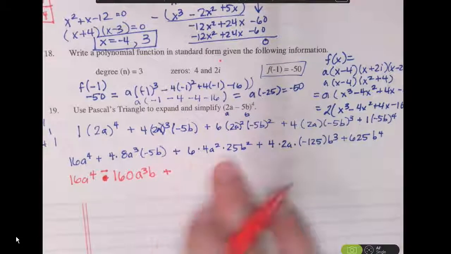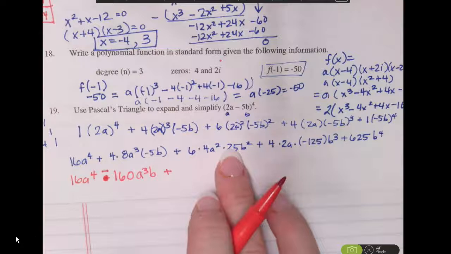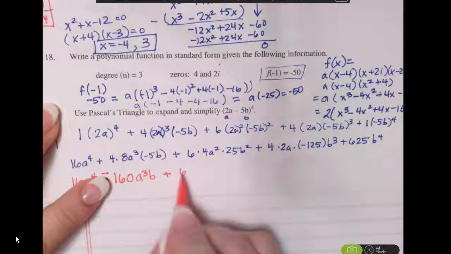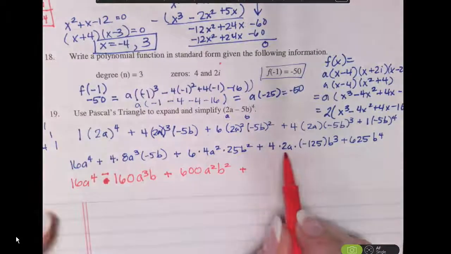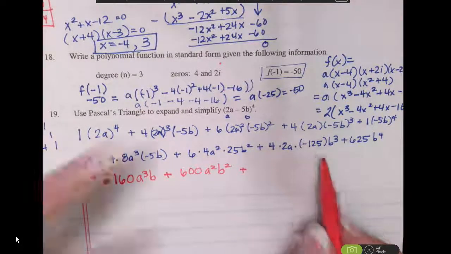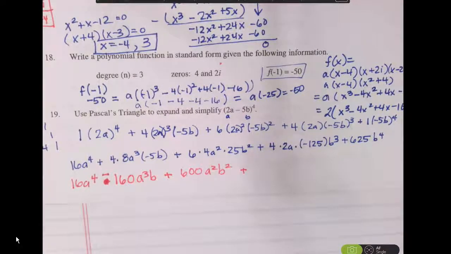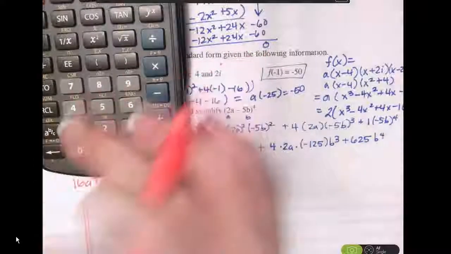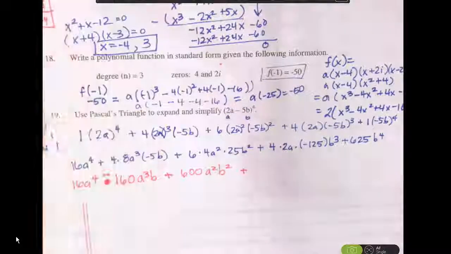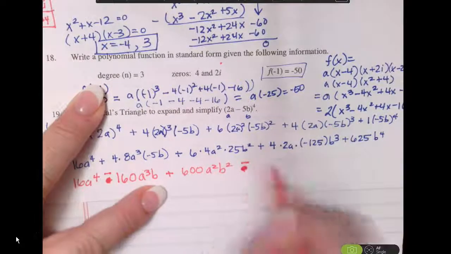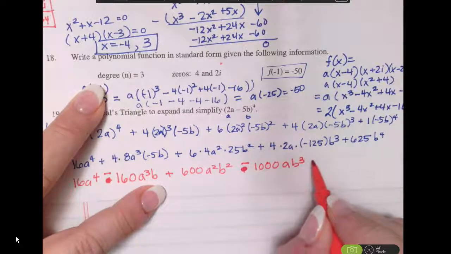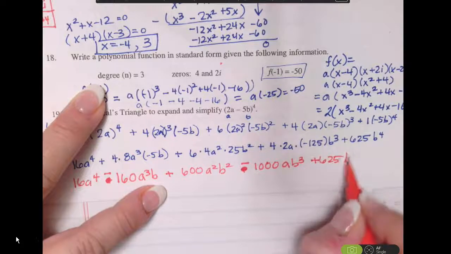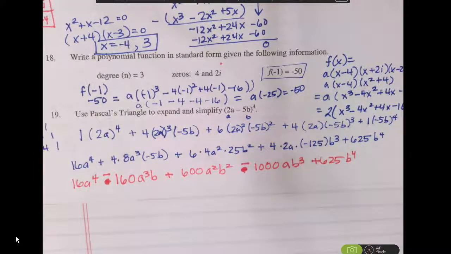So 6 times 4 times 25, well, 4 times 25 is 100, times 6 is 600a squared b squared. And then 4 times 2a, that's 8, times negative 125, which I think is minus 1,000, but let's see. Yes, okay, so again, I should not have put the plus there. Minus 1,000ab cubed, and then plus 625b to the 4th. So that is our final expansion.